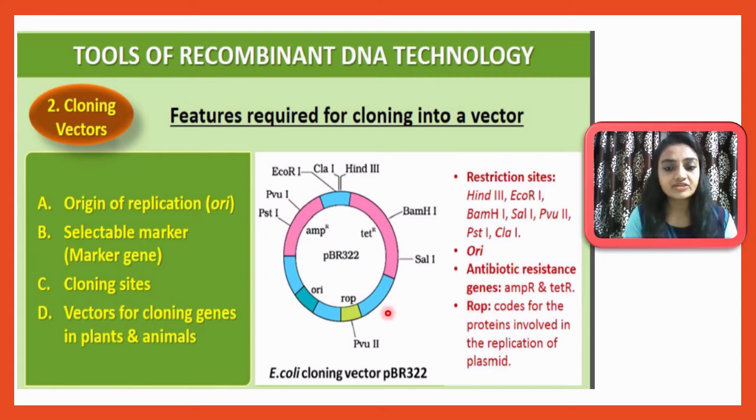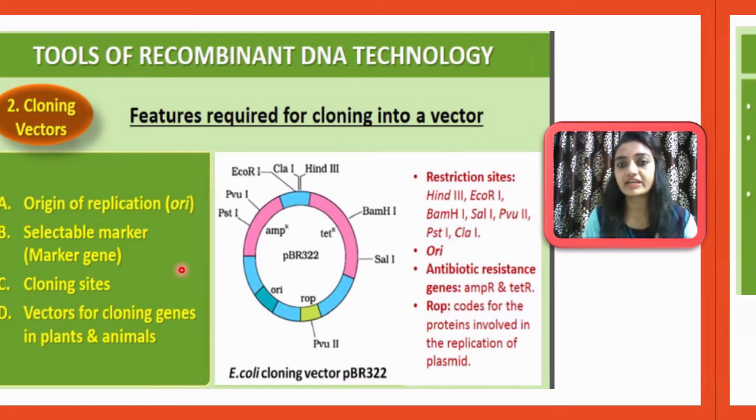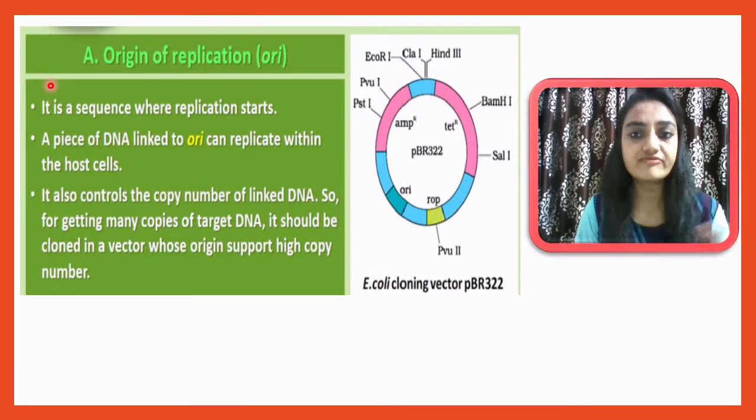Then ROP. Here you can see this region, that is a ROP, that is coding for the proteins involved in the replication of plasmid. So these all are the essential features that must be there inside the cloning vector whenever you are selecting any cloning vector. Now we will discuss all the features in detail.